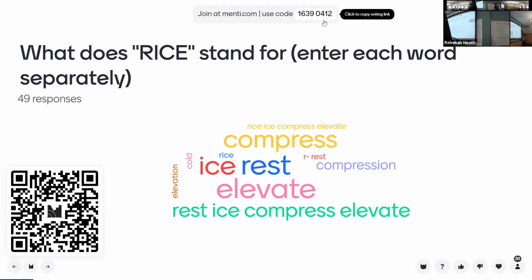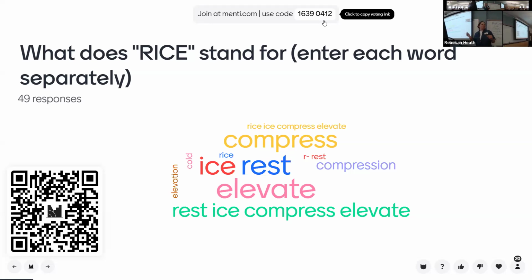I is ice. How often do we ice? Rule of thumb is 20 minutes, no more than that every hour. A lot of times people will say every couple hours, do 20 minutes at a time, but really you don't want more than 20 minutes per hour. And we'll go into that in a little bit.